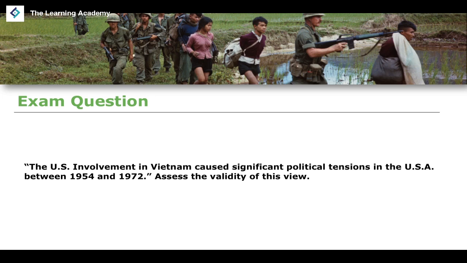So there are lots of points that you can talk about for this question, okay? And as long as you spend a significant amount of time talking about the Vietnam War, it's not necessarily a bad thing to then bring in some other points, to bring in some other arguments and talk about other political tensions in the USA between 1954 and 1972, other factors that caused more significant political tensions in the USA during this period. And that's how you can best answer this question, in my opinion.